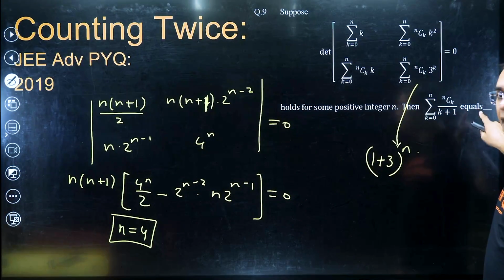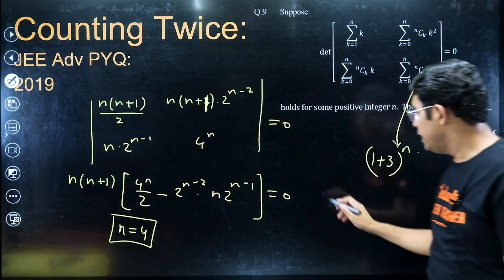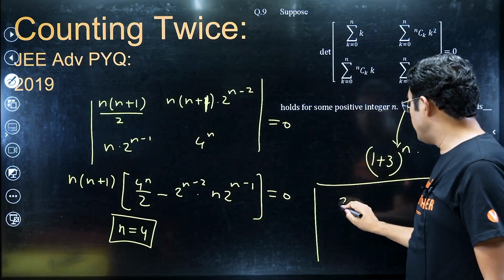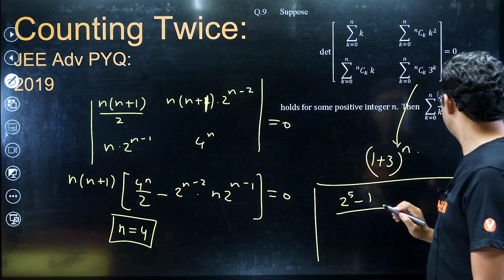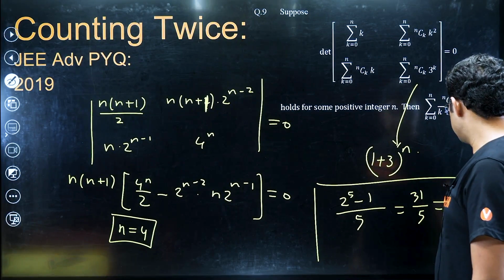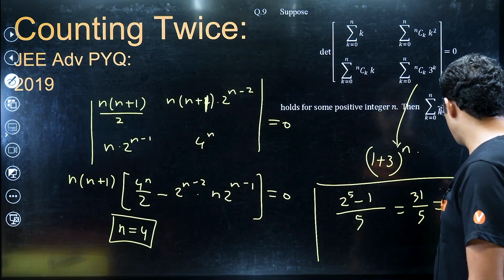And then we have to find summation k equal to 0 to n nCk upon k plus 1. So the same identity which we have discussed in this session also. You must remember these results, bacho. So it will become 2 raised to the power 5 minus 1 upon 5. So this is 31 upon 5. So it is 6.2. 6.2 is the answer.